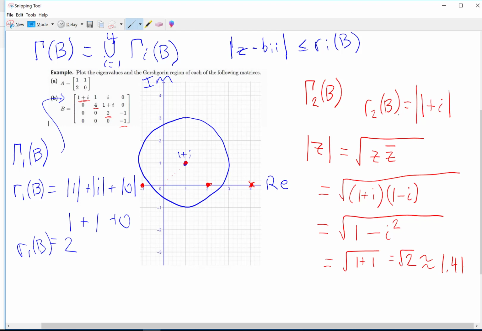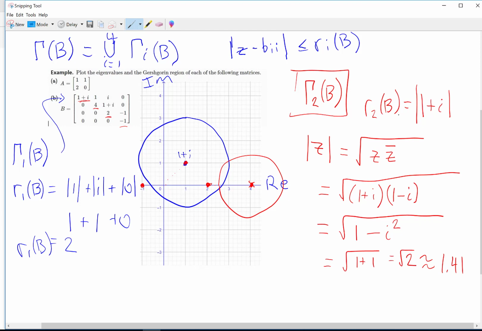So my circle number 2, gamma 2 of B, is centered at 4, as I said earlier, and its radius is a little more than 1.41, and so I guess it would look something like this. A little more than 1.41 would look something like that. Okay. We have 2 more circles to plot.